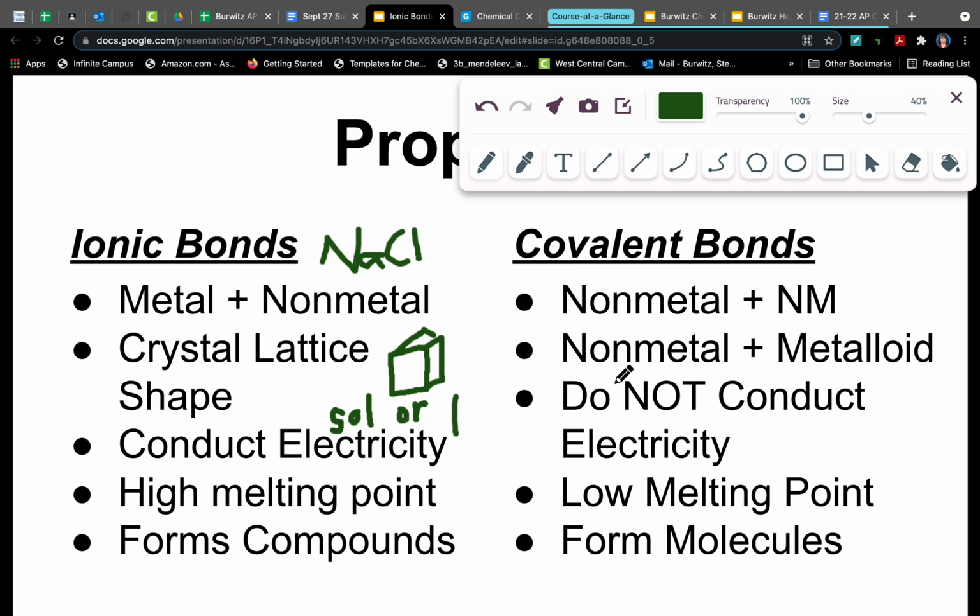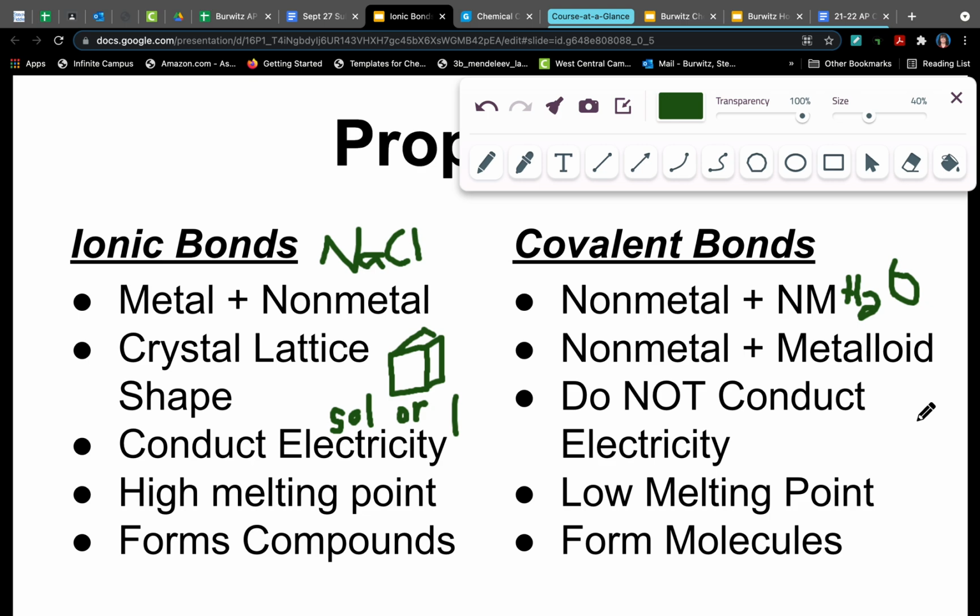Covalent bonds. They are nonmetals with other nonmetals, or a nonmetal and a metalloid. So water is a good example of a covalent compound. They do not conduct electricity. So pure water does not conduct electricity. Sugar does not conduct electricity. Good examples. They have low melting points. Okay, think about it. Water is liquid at room temperature. So it has a fairly low melting point as compared to ionic bonds.